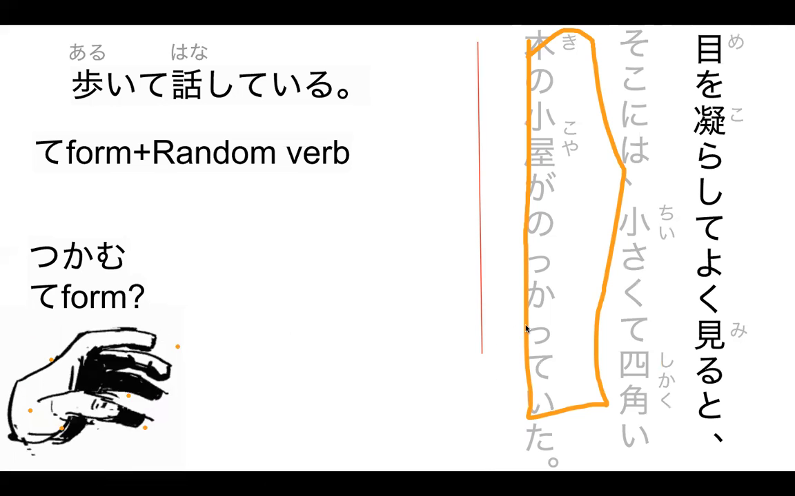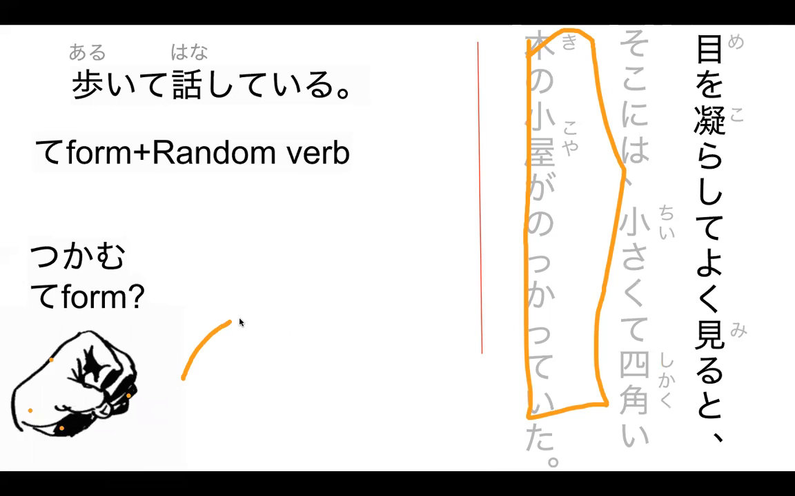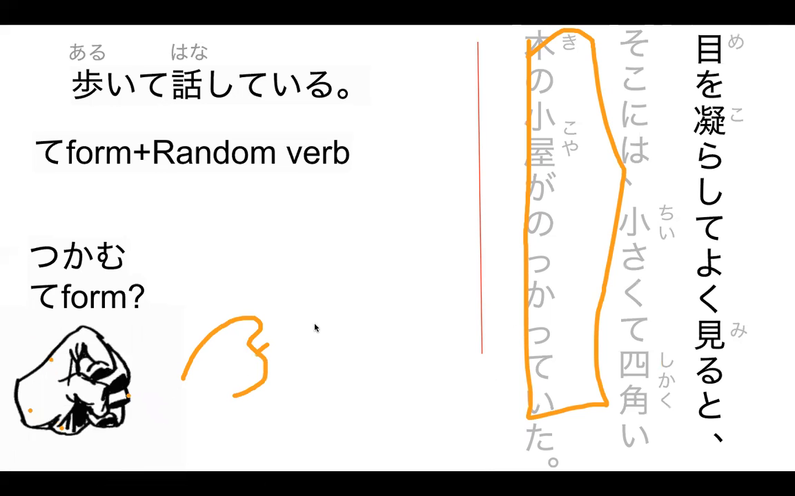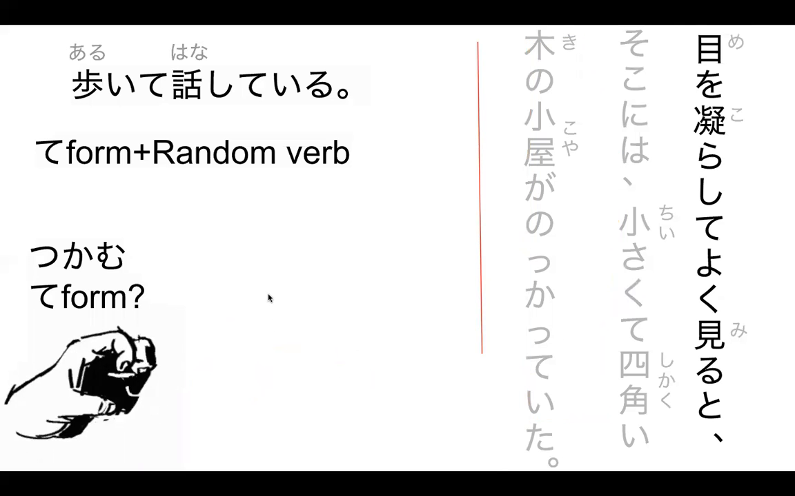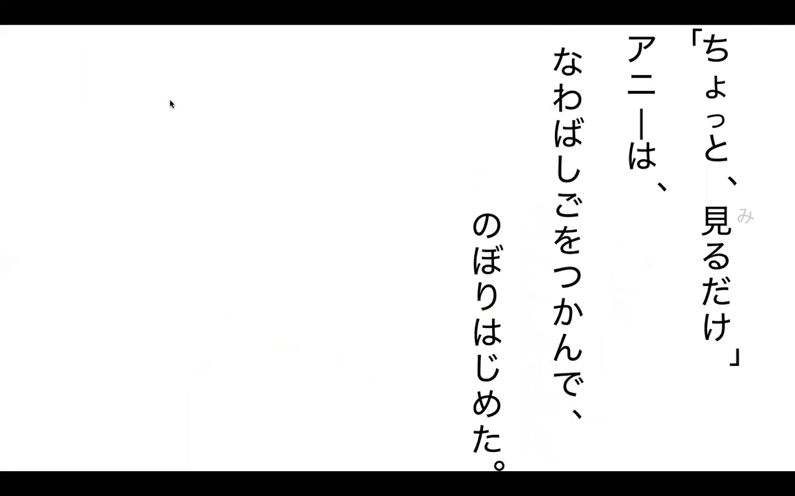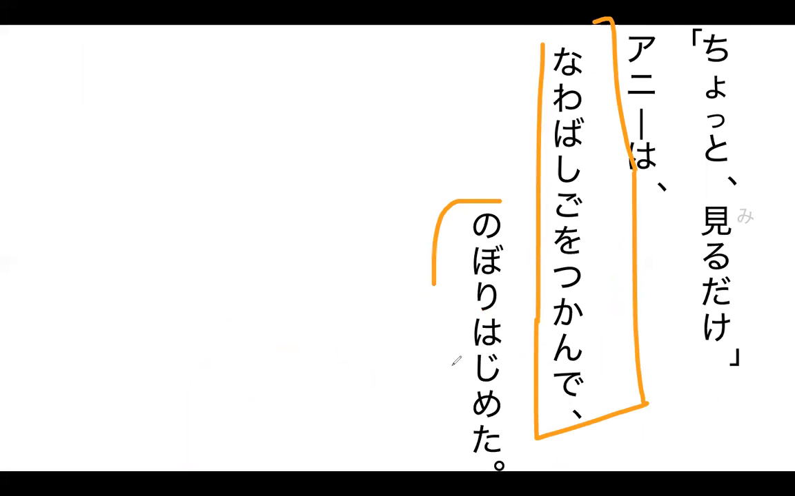Tsukande. Something people tend to do with their hands. Grab? Yes. Nawabashigo o tsukande means to grab the rope ladder. And then what does she do after she grabs the rope ladder? Nobori hajimete. Hajimeta. Nobori hajimeta. So she started climbing it. Exactly. After she grabbed it.